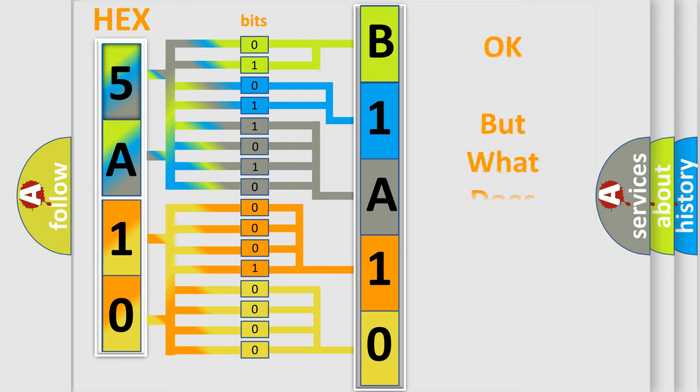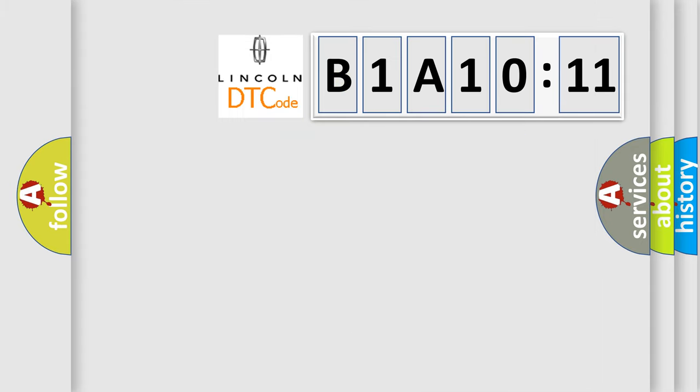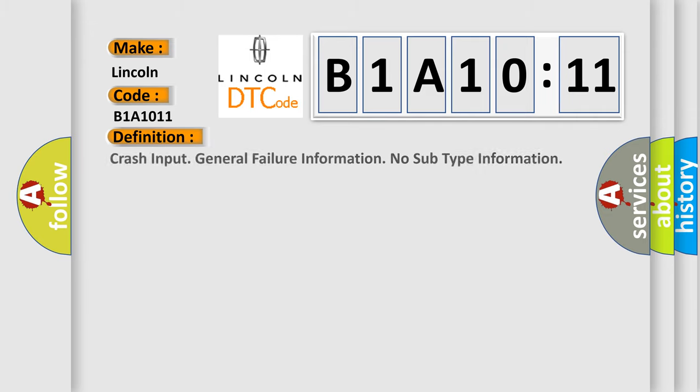The number itself does not make sense to us if we cannot assign information to what it actually expresses. So, what does the Diagnostic Trouble Code B1A10-11 interpret specifically for Lincoln car manufacturers? The basic definition is crash input general failure information, no subtype information.